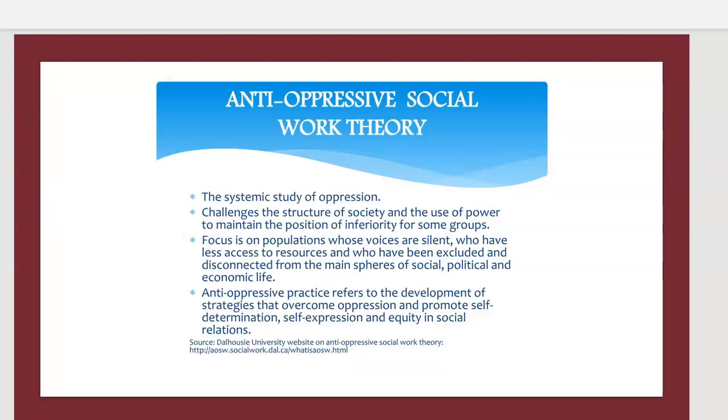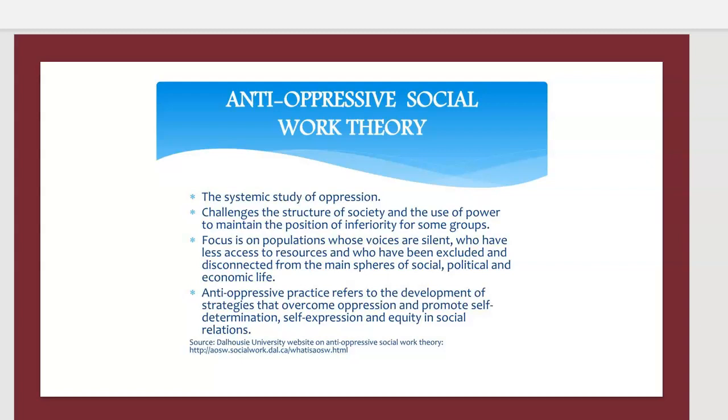The main content in the chapter is on anti-oppressive social work theory. We're going to go a little bit more into this in later slides, but for now, let's look at what this theory is. It's the systematic study of oppression, which means that it doesn't only focus on individual experience, but it looks at the systemic barriers in our society that contribute and add to the oppression that some groups in our society experience. It challenges the structure of society and the use of power in the aim of maintaining some groups in a position of inferiority.